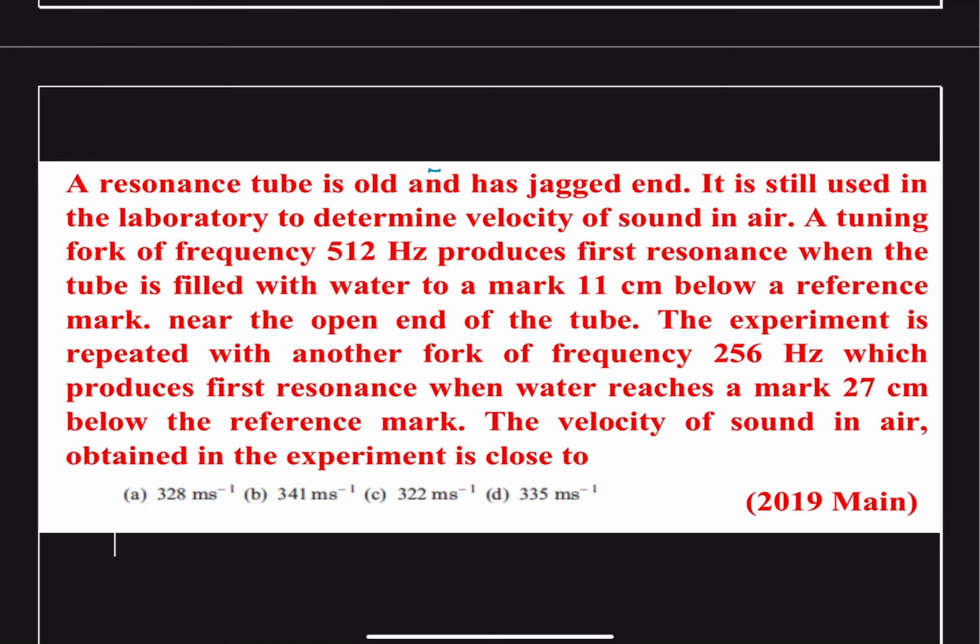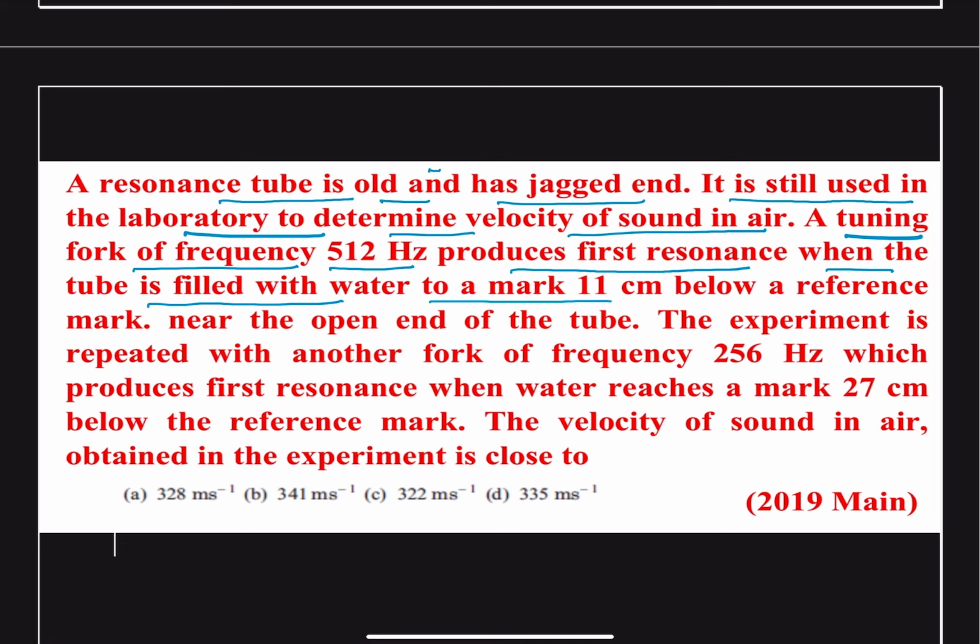Hello friends, today's question. A resonance tube is old and has a jagged end. It is still used in a laboratory to determine velocity of sound in air. A tuning fork of frequency 512 Hz produces first resonance when the tube is filled with water to a mark of 11 cm below a reference mark near the open end of the tube.